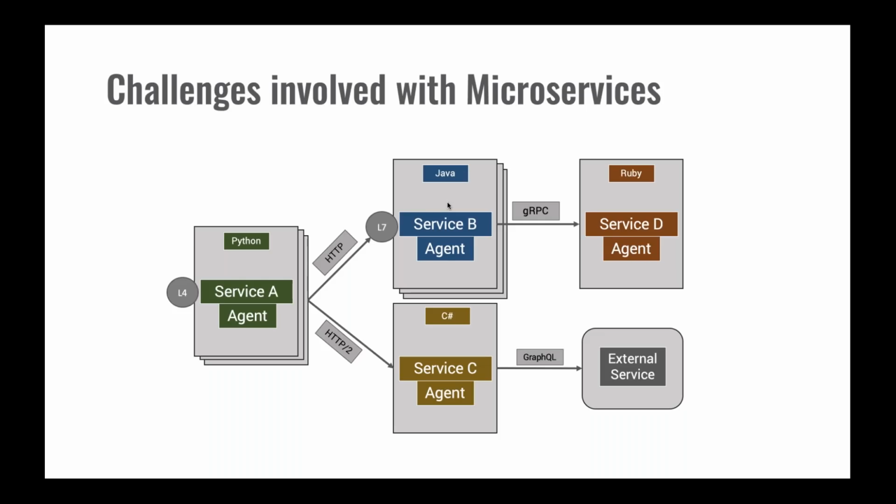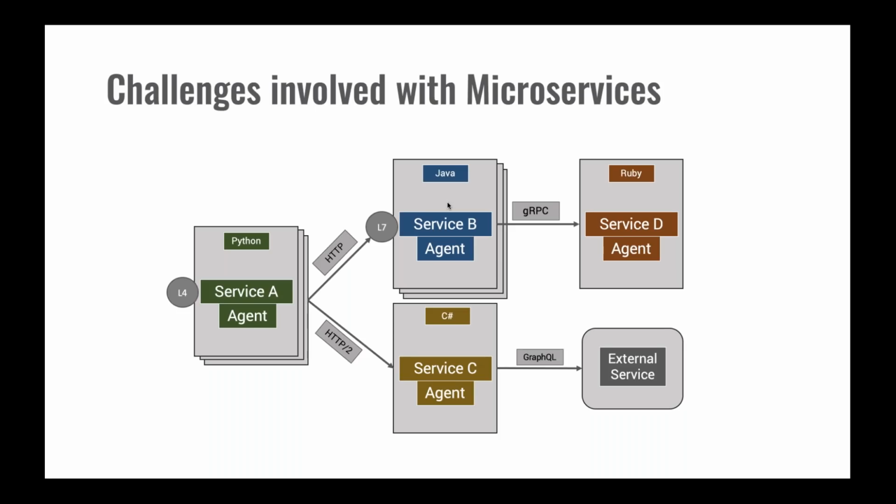And then to expose service A to the outside world, maybe you're using an L4 load balancer. So your agent needs to understand the nitty-gritties of the OSI model, and it needs to intercept the traffic that is flowing across multiple layers of the networking stack. And that's not easy again.